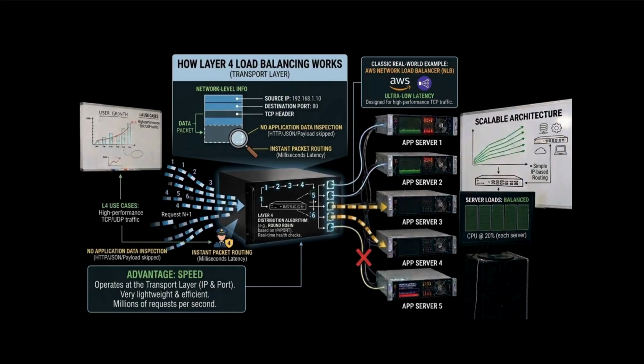It can route packets almost instantly. It's incredibly lightweight and efficient. A classic real world example of this is the AWS Network Load Balancer.